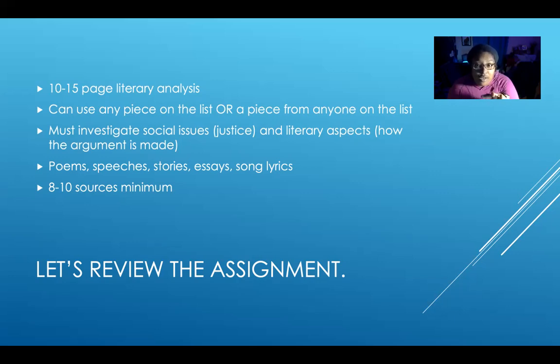Again, you get a lot of freedom in this one, which is a good thing and bad thing sometimes. So we're focusing primarily on poems, speeches, short stories, essays, song lyrics. Because song lyrics can be poems. Talk to me about song lyrics during your one-on-one with me. And it's 8 to 10 sources minimum. You can go over, but talk to me before you do it, because I'm not really interested that you hit 8 to 10 sources minimum. I'm interested that you are hitting 8 to 10, 12, 13, 14 really quality sources. Completely different, right?